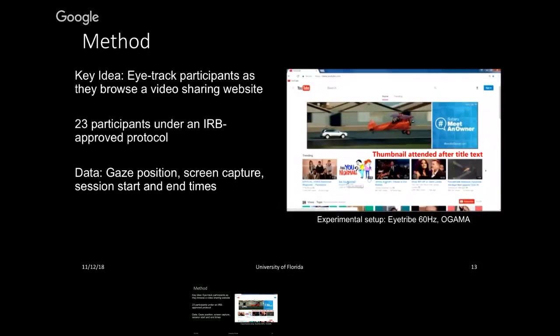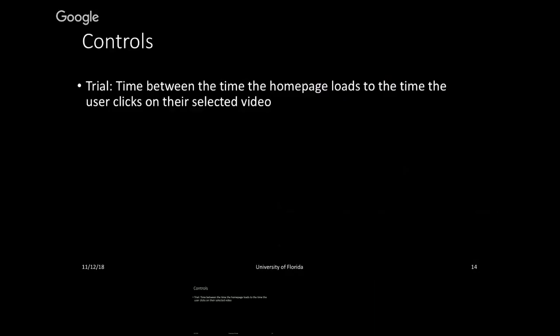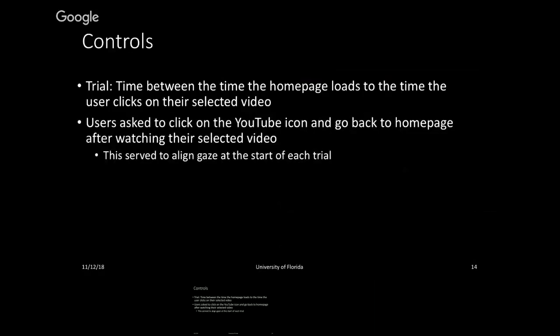Okay. We did control a few things. A trial was considered the time between the homepage loads to the time the user clicks on their selected video. So we wanted to know, what do the users do in order to click on some video they want to watch? We asked the user to click on the YouTube icon and go back to the homepage after watching the selected video. And what this did was to align the gaze at the start of each trial.